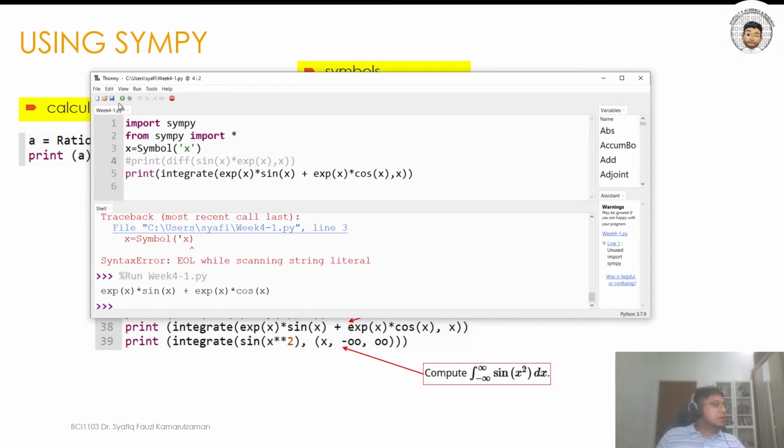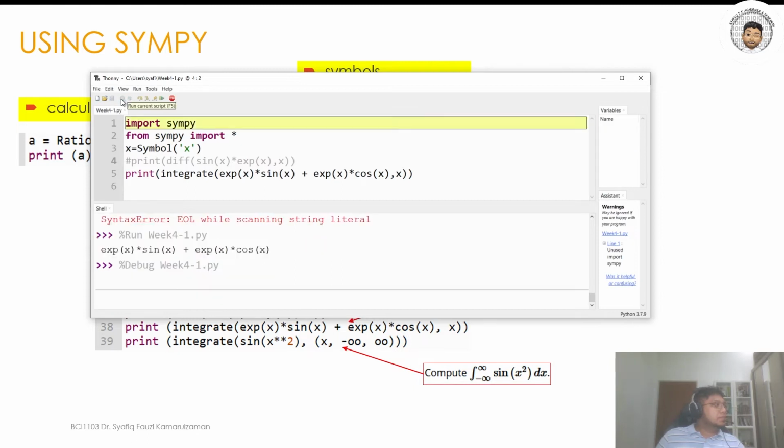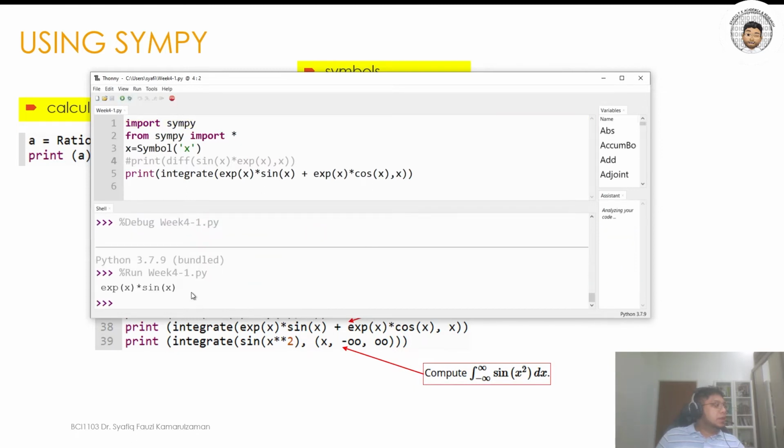Okay, this is the second one. So you see that the result for the next one is to integrate this: you got exponential x times sine x. Okay, so next one, we try the next one.